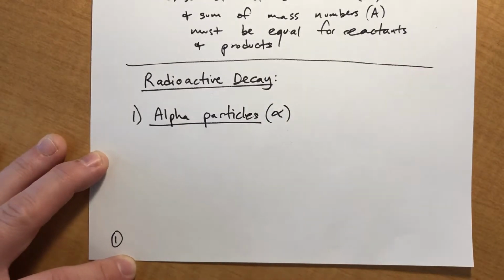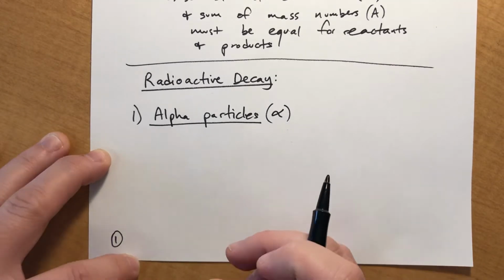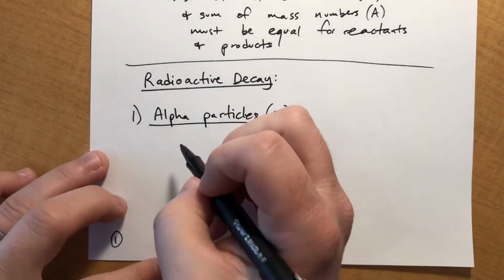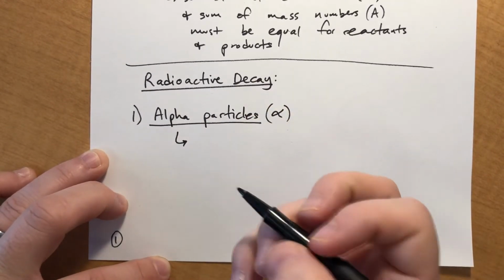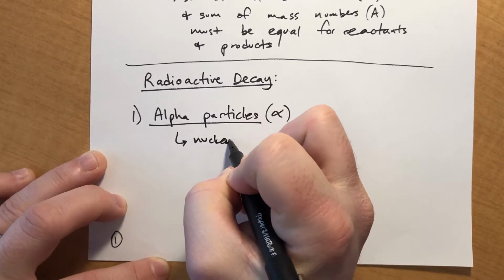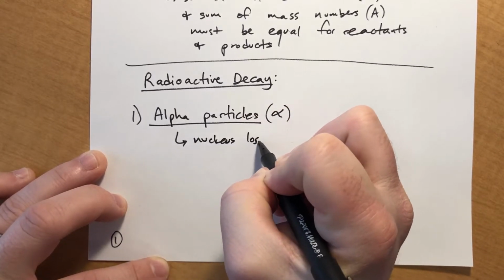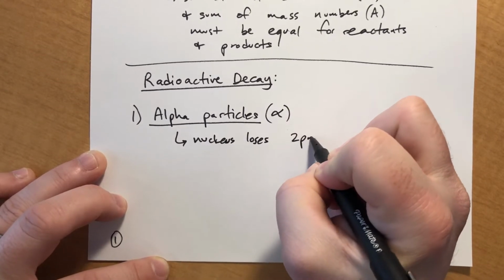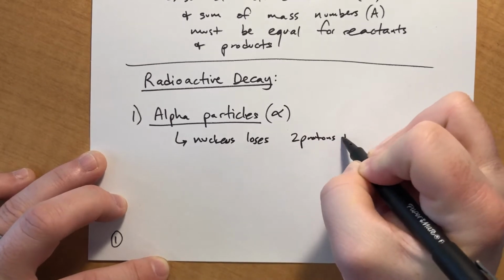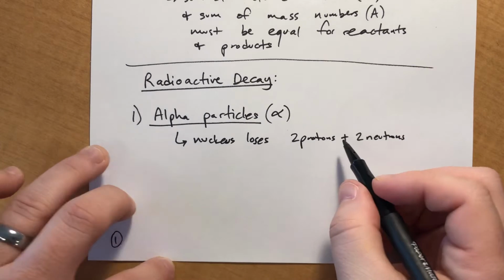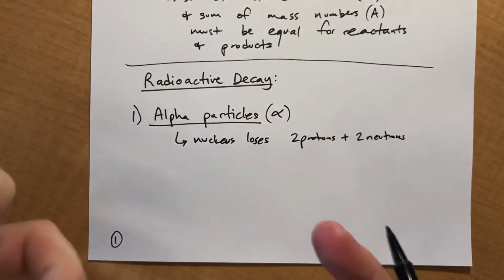And what happens is this is when a nucleus, which is the neutrons and the protons, loses the equivalent of 2 protons and 2 neutrons. So it's 2 protons plus 2 neutrons, and it all kind of happens at once. The 2 protons and 2 neutrons are stuck together. They are a thing.